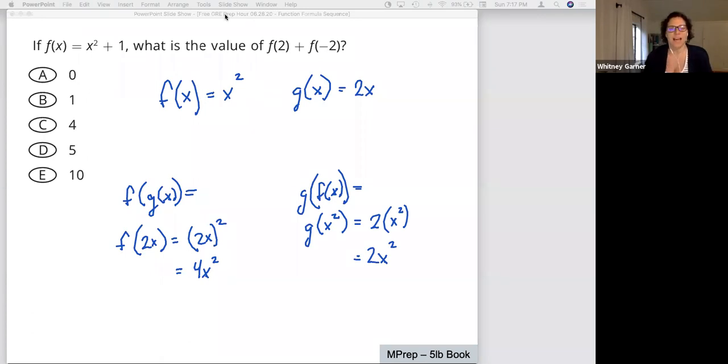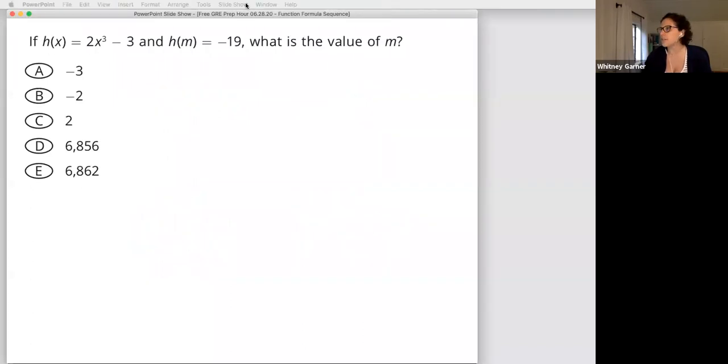So let's try a couple, and think about some of our time for these. We're looking to try and finish again in about a minute and 45.